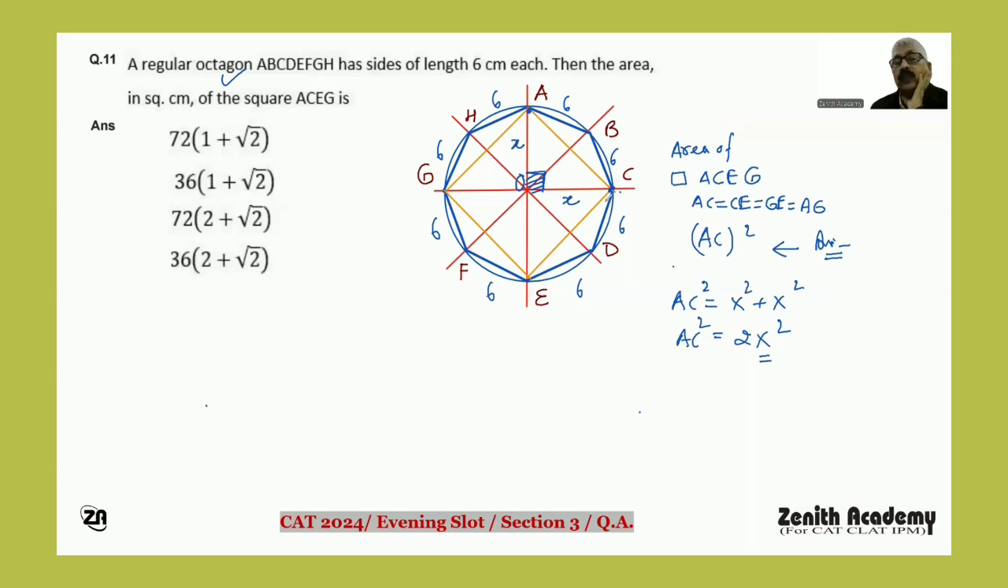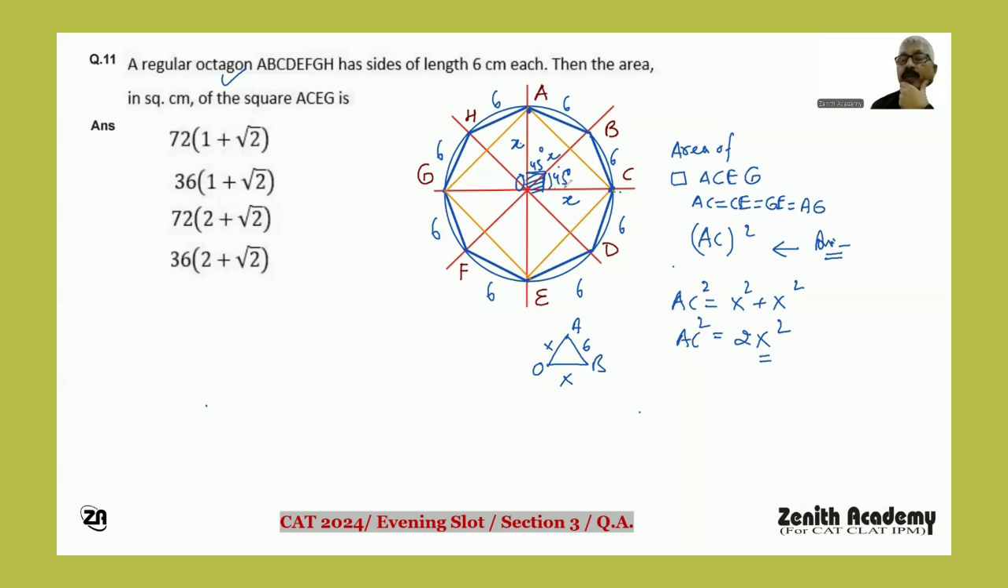For finding the value of X, OB is also a radius, and this AB is given 6. If I take triangle OAB, OA is X, OB is X, and AB is 6. And see one thing, this is 90 degree, and this is the 90 degree. So this will be 45 and 45.